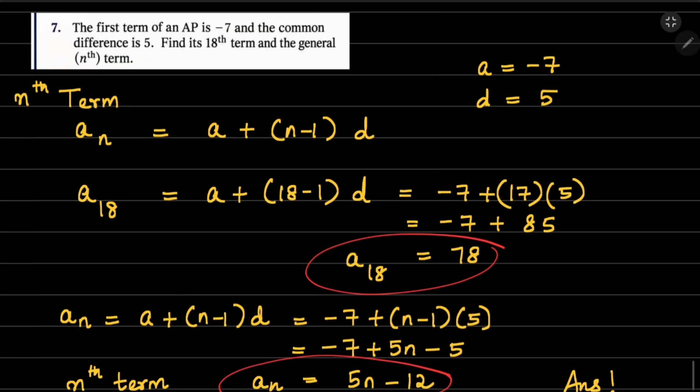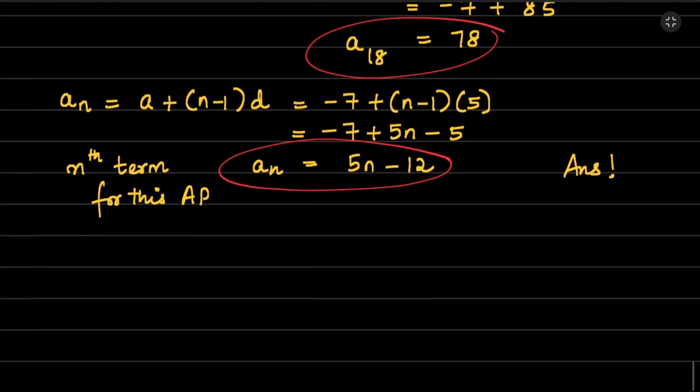Is it clear? So you are just given the first term and the common difference. Write the nth term formula. Find the 18th term by substituting the value of A, D and N as 18. Get the value and that is your 18th term. And the general nth term, write the formula as usual. Substitute A and D alone, let N remain. So this is the nth term formula for this specific AP. Okay. Let's move on to the next question.